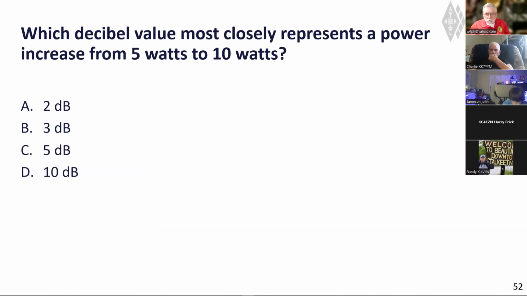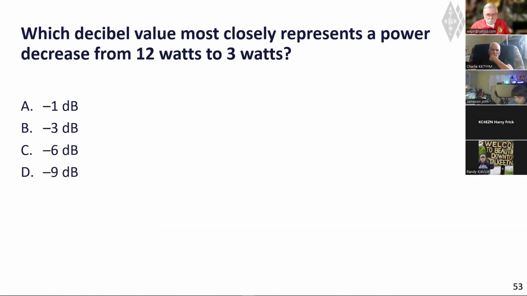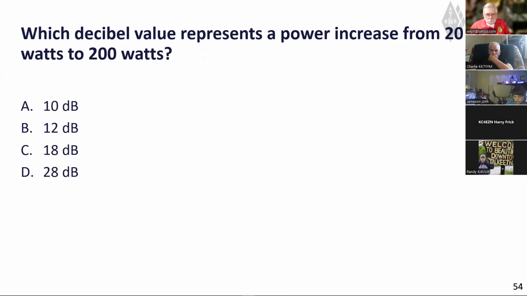Which decibel value most closely represents a power increase from 5 watts to 10 watts? That is 3 dB. Which decibel value most closely represents a power decrease from 12 watts to 3 watts? That is minus 6 dB. Which decibel value represents a power increase from 20 watts to 200 watts? That would be A, 10 dB.